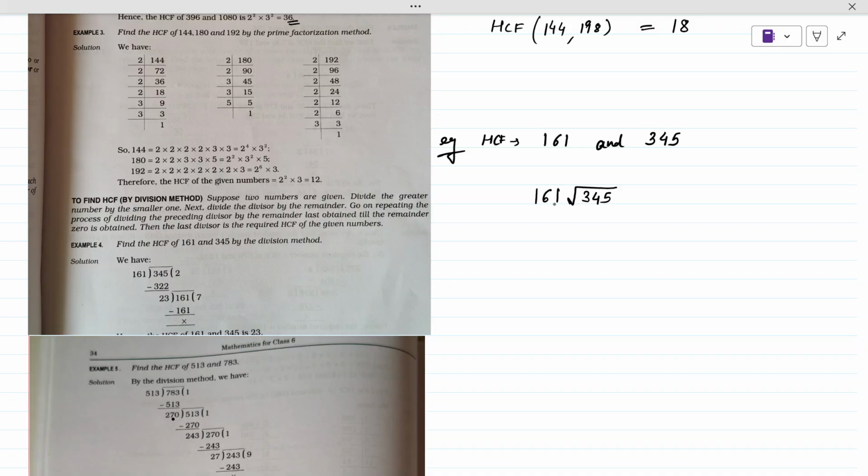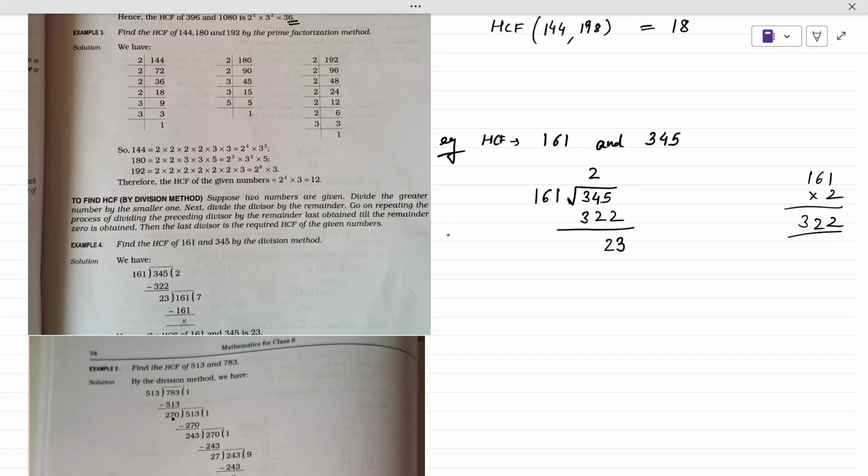So 161 multiplied by 1 will give us the same number. Now let us try to do some rough work. Let us try to multiply this by 2. You will get 2, 12 and 3 here. That is 322, which is lesser than 345. So I can write it directly here, and I will write 2 here also. Now we will subtract. This is nothing but the general division which we have learned. 5 minus 2 will give us 3 here, and 4 minus 2 will give us 2. So kids, this 23 is a remainder.